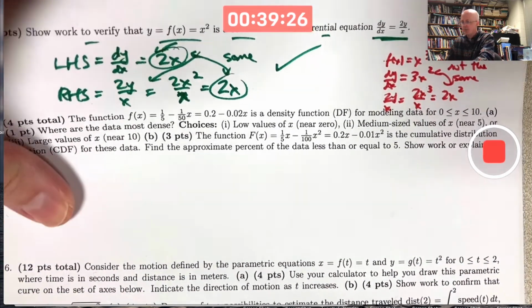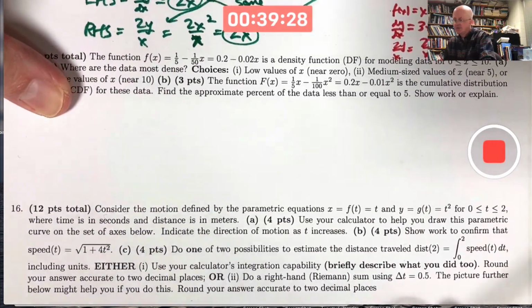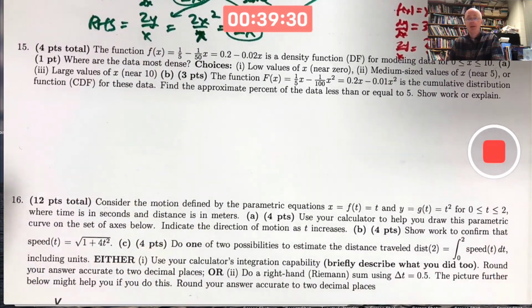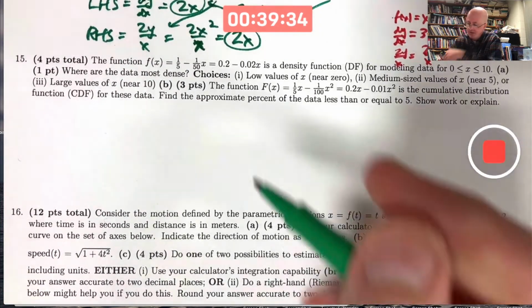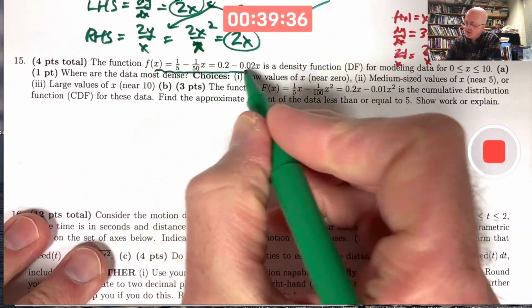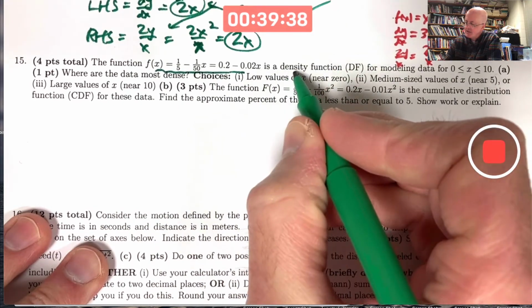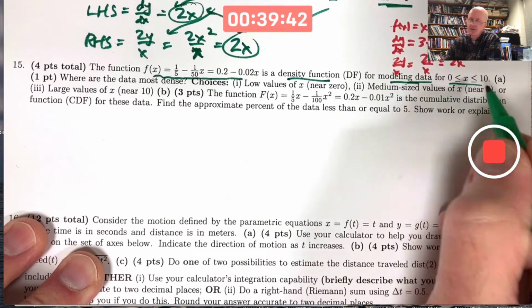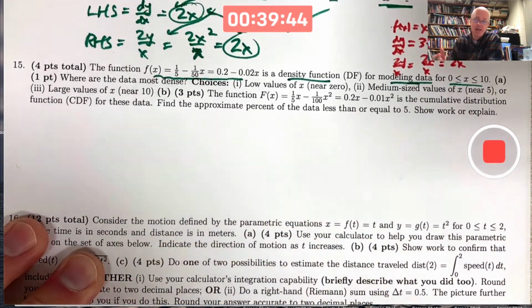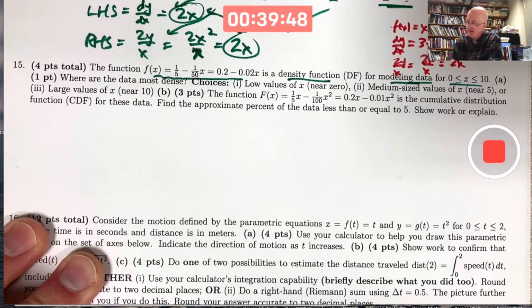15 is also a problem that you may or may not have in your Calculus 1 course. You might be more likely to have it in a Calculus 2 course, but I like introducing it in Calculus 1. This linear function is, in this application, something I'm going to call a density function for modeling data when x is between 0 and 10. This is about data modeling. You can also relate this to probability as well.